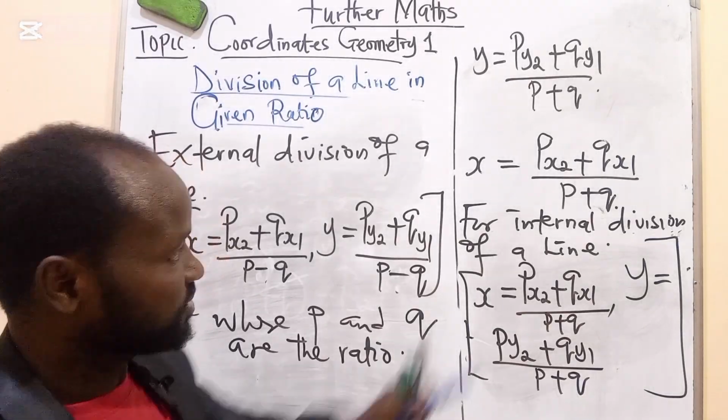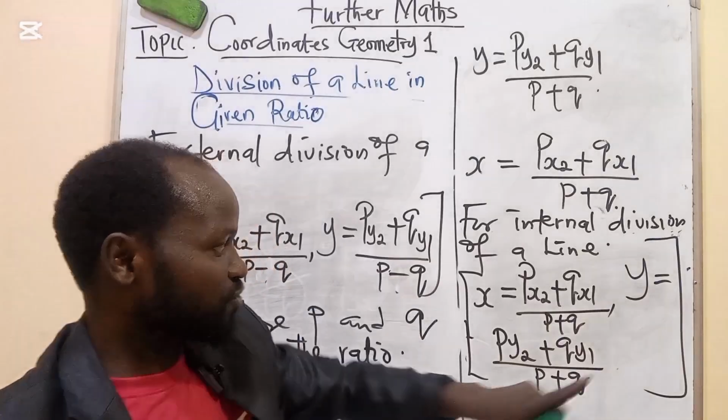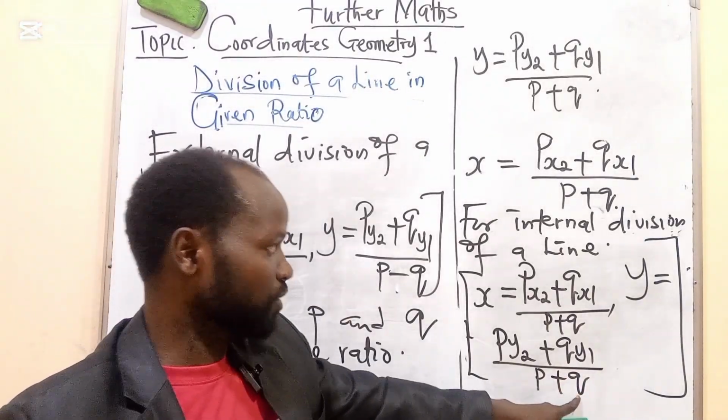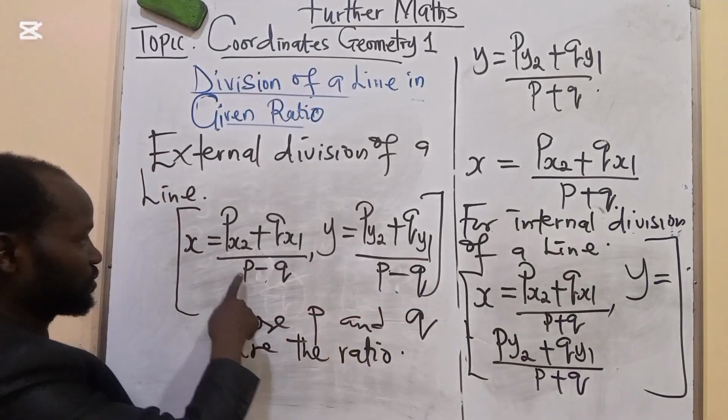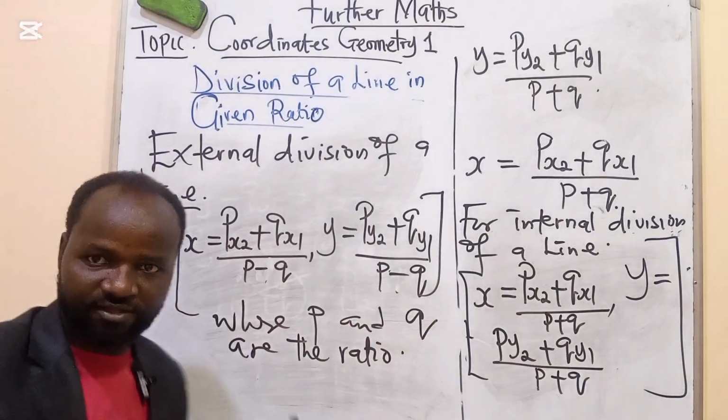As I said, the difference between this is just the sign here. For internal division is the plus we have, that's P plus Q. Then for external division is P minus Q, P minus Q for both the x-axis and the y-axis.